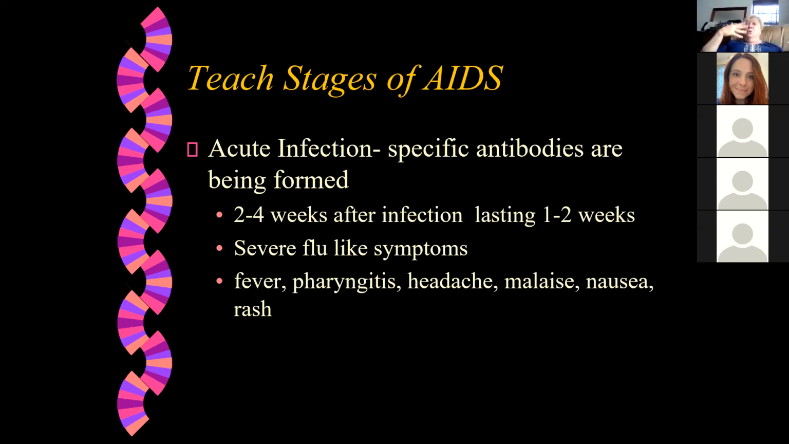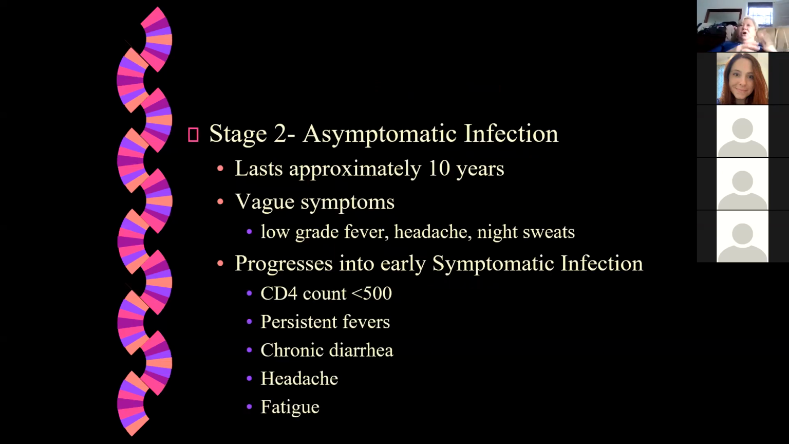Unbeknownst to you, you are actually in the acute infection stage, or the acute retroviral stage. So do you know that you have HIV? No, you do not. And you're passing it around. So you'll go into stage 2, which is the asymptomatic infection. It used to be called the latency phase, but now it's called the asymptomatic infection. This will last for about 10 years. Again, you are asymptomatic, but you are infectious.